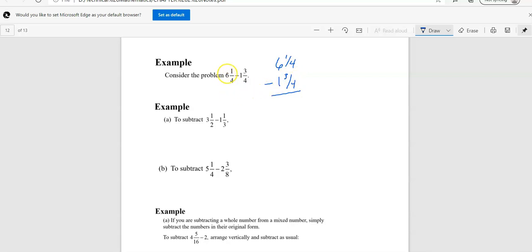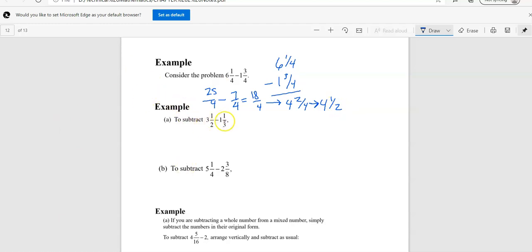4 times 6 is 24. 24 plus 1 is 25 over 4, minus 4 times 1 is 4 plus 3 is 7 over 4. And 25 take away 7, we're down to 18 fourths. Okay, 4 will go into 18 4 times. 4 times 4 is 16, so we would have 2 fourths left over, and 2 fourths is 1/2.